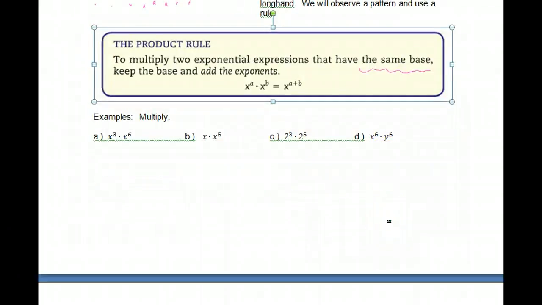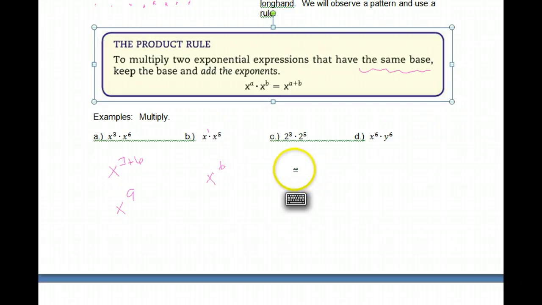So let's take a look at a few examples, and then I'm going to have you guys do some of these on your own. Letter A, we have x cubed times x to the sixth. Our base is the same, and we're being asked to multiply. So we're going to keep the base, and we are going to add the 3 plus 6. So 3 plus 6 makes 9, so the answer is x to the 9th. Letter B, we have x to the first times x to the fifth. We keep the base the same and add the exponents, so we have x to the sixth power.